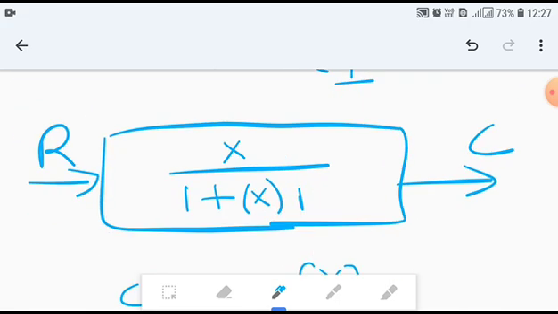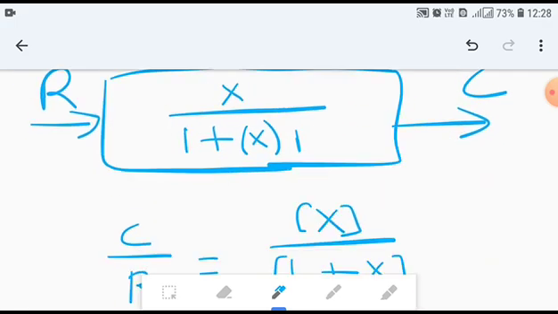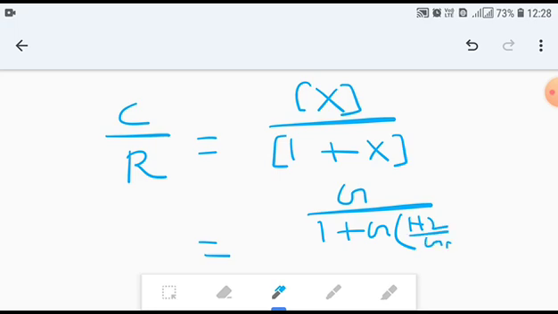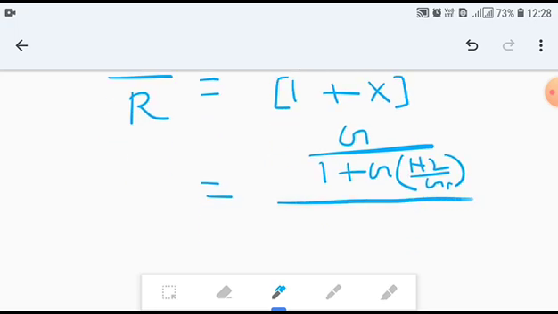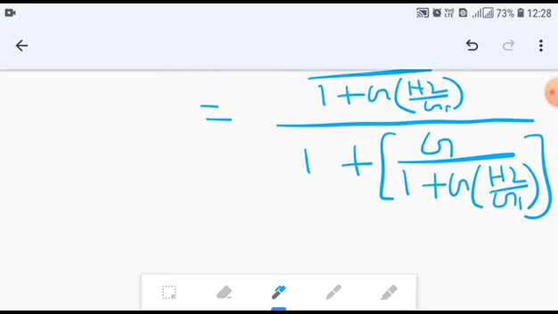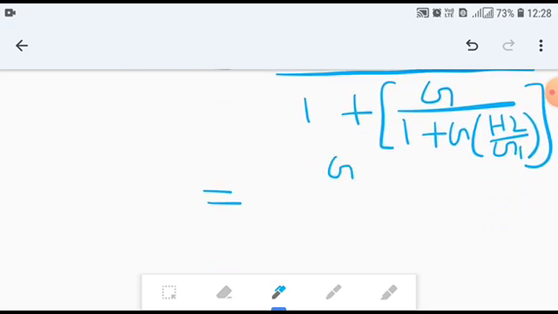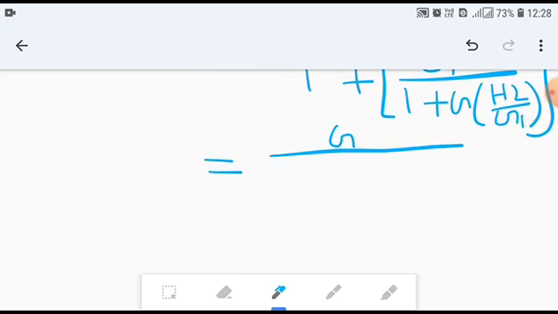First we will substitute that. What is X we have here is G by 1 plus G into H2 by G1, this is our X, whole divided by 1 plus G by 1 plus G into H2 by G1. So this is X, this is X. Now you can take the LCM here for the denominator, and we can cancel 1 plus G into H2 G1. So you can write here G divided by, for the numerator, 1 plus G into H2 by G1.